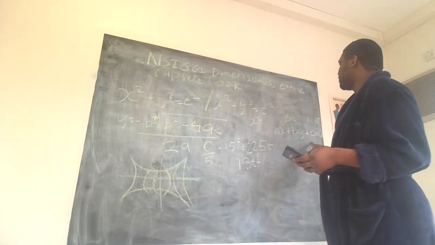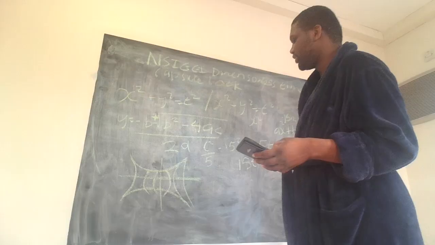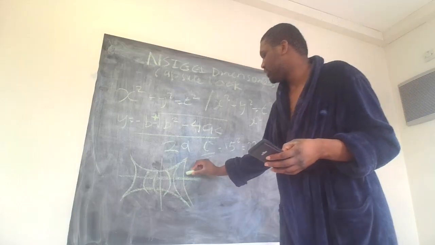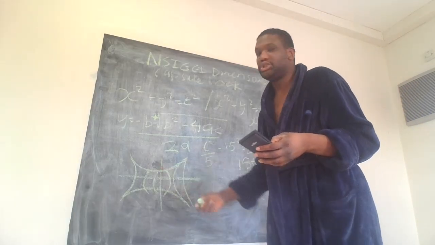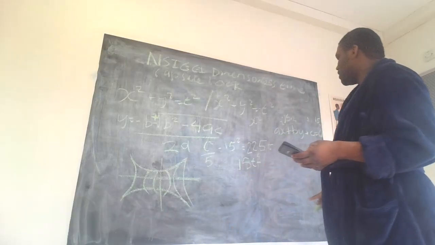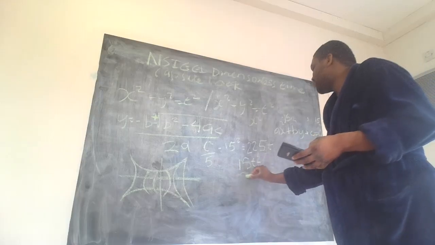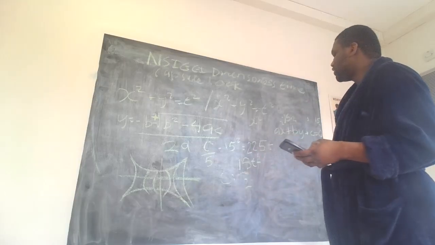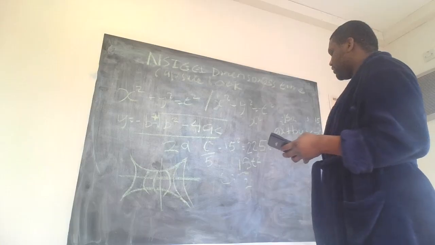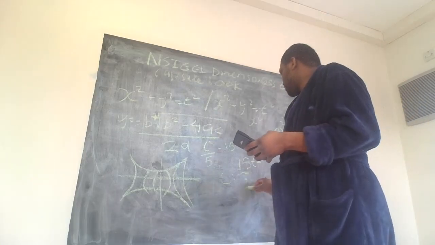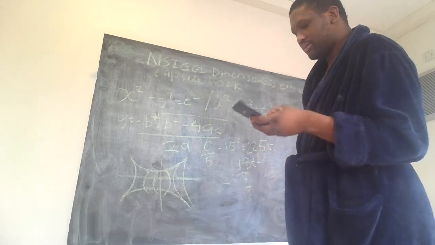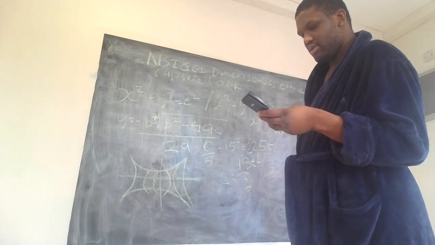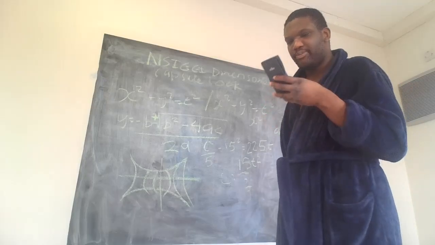So c, let me give you a number for c. C is basically the answer. C is basically the joint. So let's say c is halfway, c is 15 divided by 2. No, 15 divided by 3, which is 5. So c is times 5 times 5 equals, so you get minus 2.